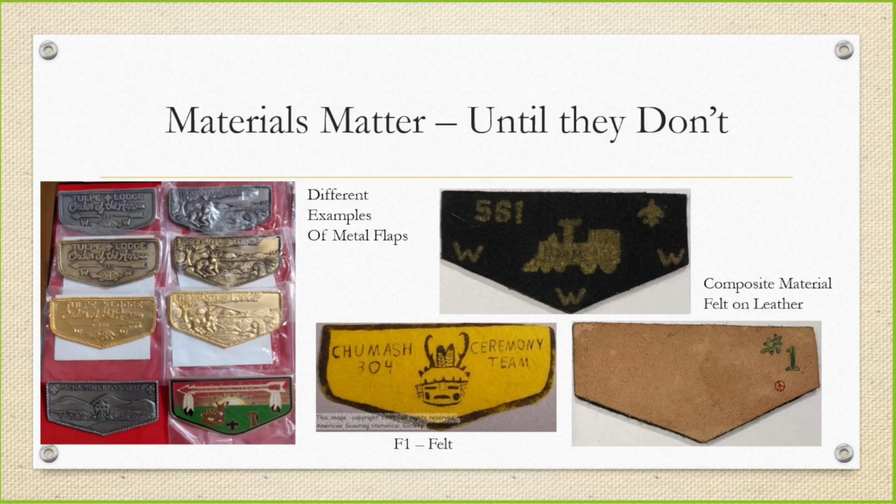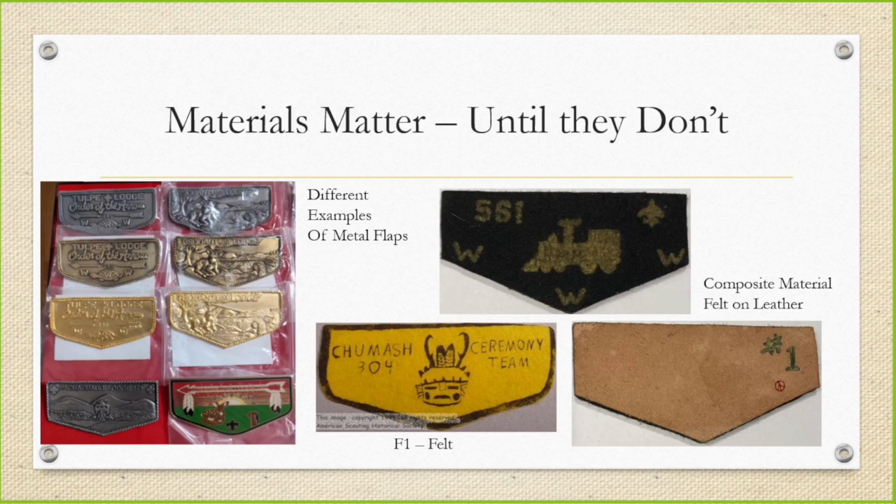There are a lot of materials besides these accepted exceptions. On the left, these are all metals, but they're all different metals. You have the pewter ones, the bronze ones, the ones that look kind of like gold. Those were all made, I think, by one company. Then you have the one that's more like what you would order from Symbol Arts or one of those companies. And then you have different examples of a felt patch.